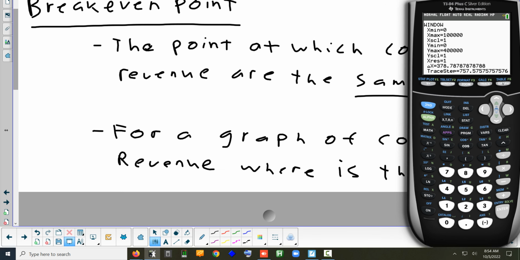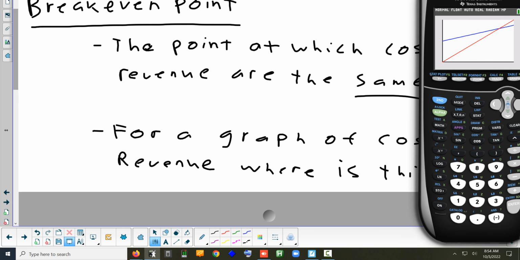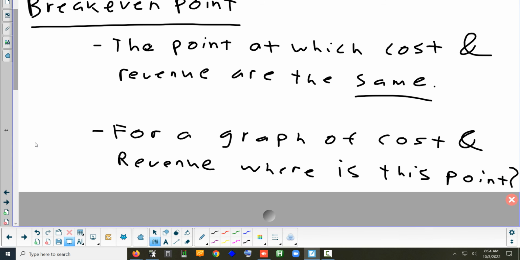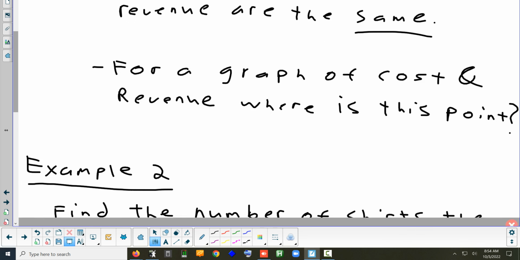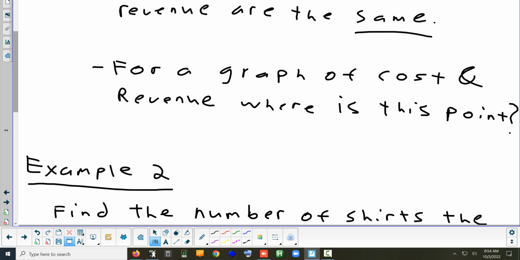So if you look at a graph, the cost and revenue are the same where the 2 lines do what? Yeah? Where they intersect. So for a graph of cost and revenue, this point is where they intersect. So now what we're going to do is use the equations we just put in the calculator, and we're going to find out how many shirts do we have to sell to break even.